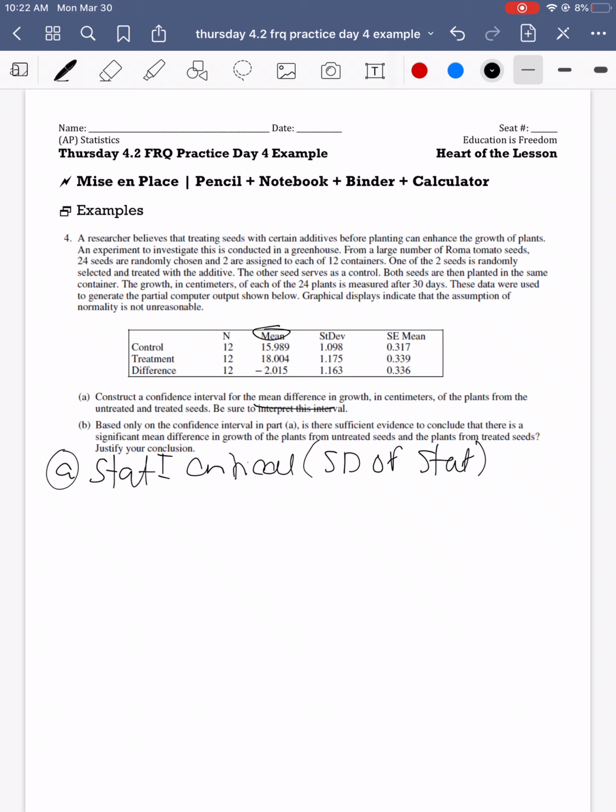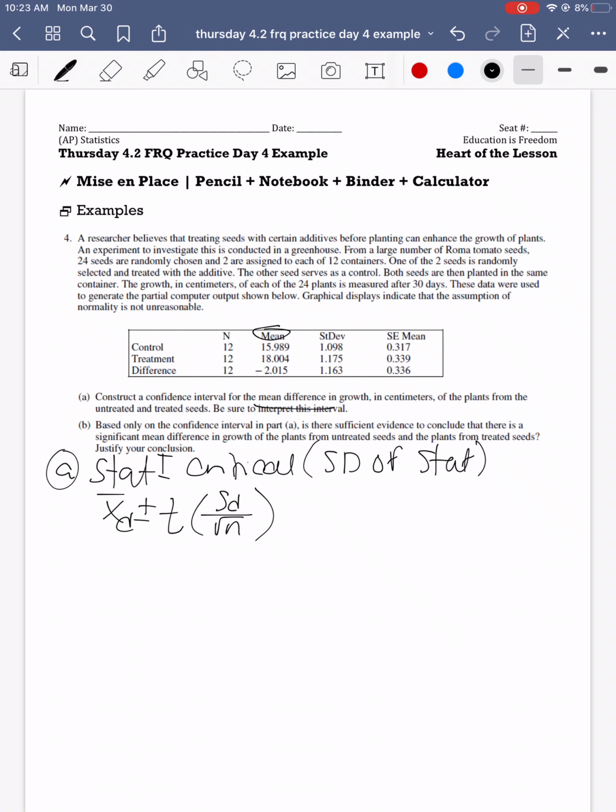So in this case, our statistic is going to be the mean difference, so x bar sub d, plus or minus our critical value, which is going to be a t because this is a paired t-test. And then our standard deviation of the statistic is going to be the standard deviation of the difference over the square root of n.